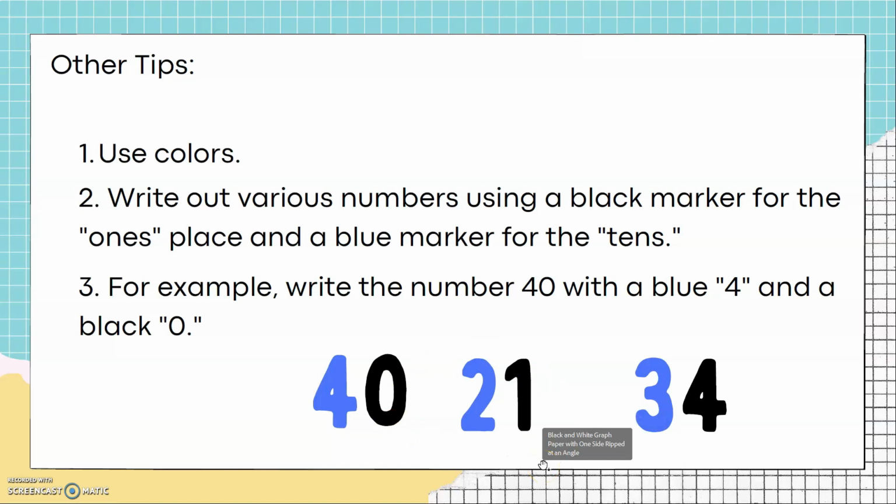Let's say, for example, as a teacher, you will mention the number 56. Therefore, they need to find 6 in color black and 5 in color blue. And they should arrange it accordingly, based on the place value that is being asked of them.